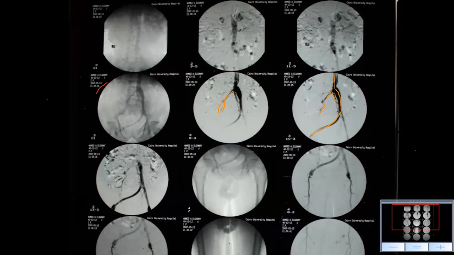Is it bifurcating? Yes, it's bifurcating. It's going to the left. So what is it? It's an aorto-bifemoral bypass. Okay, so this is an aorto-bifemoral bypass.